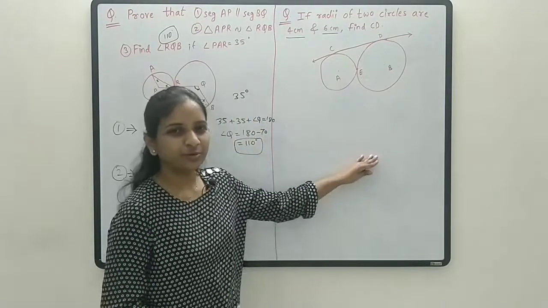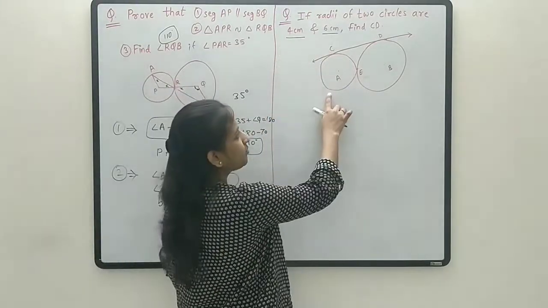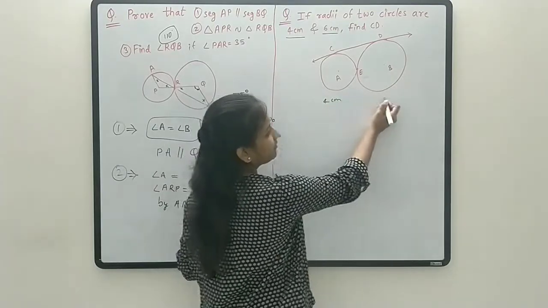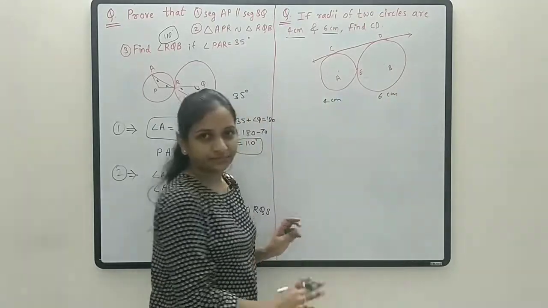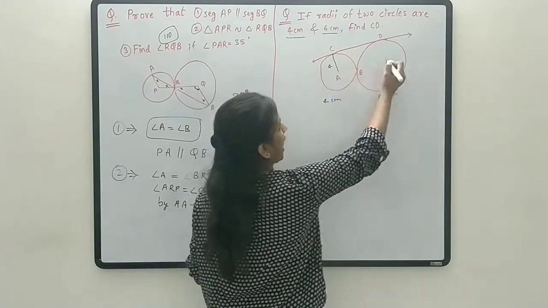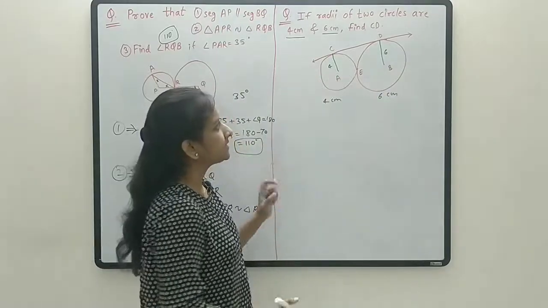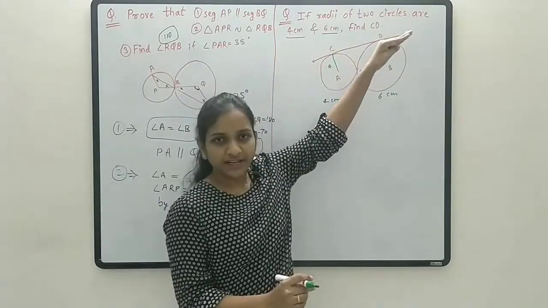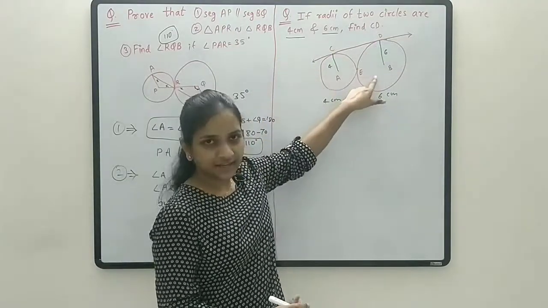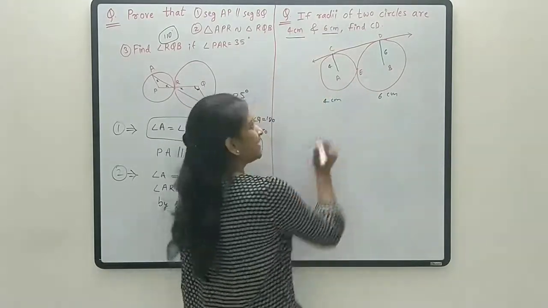Let's solve this problem together. What is given? Radii given. Radius of the small circle is 4 cm and for the big circle it is 6 cm. Okay. So we can say AC is 4 and BD is 6. Fine. They are radii, and CD is the common tangent to this circle and this circle. Radius and tangent are perpendicular, right?